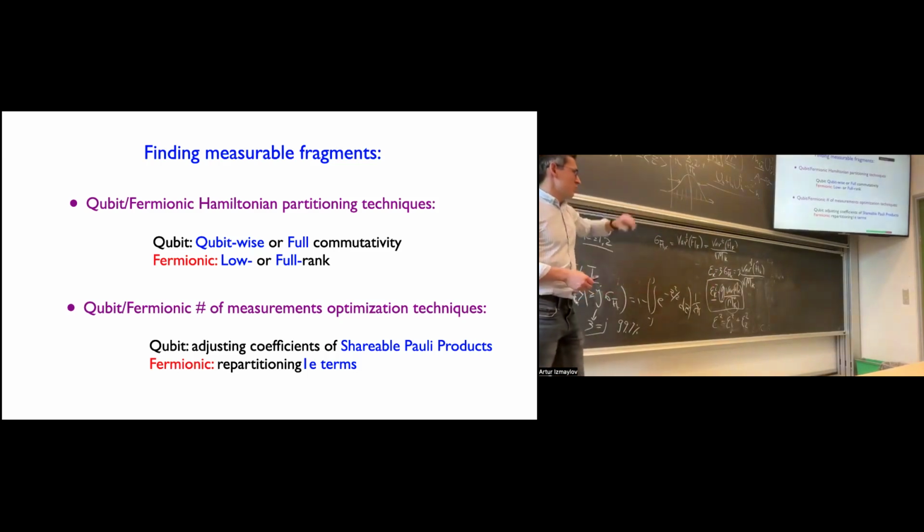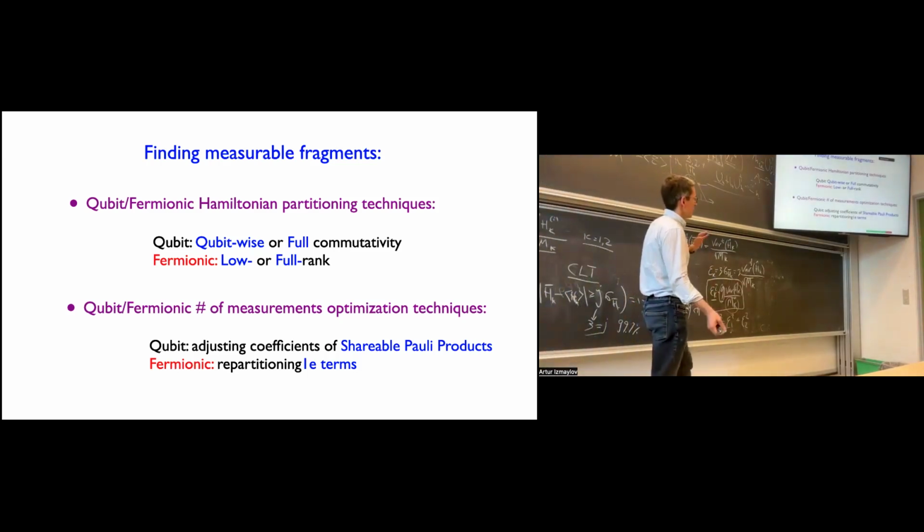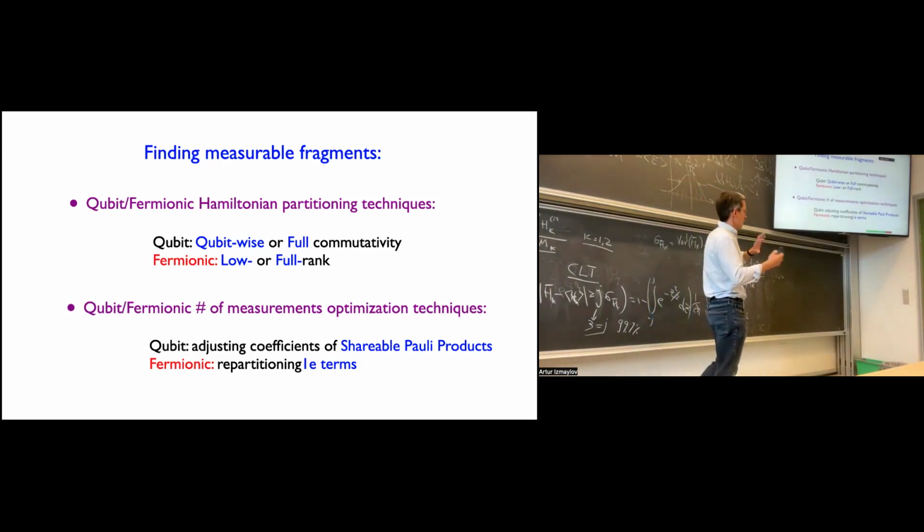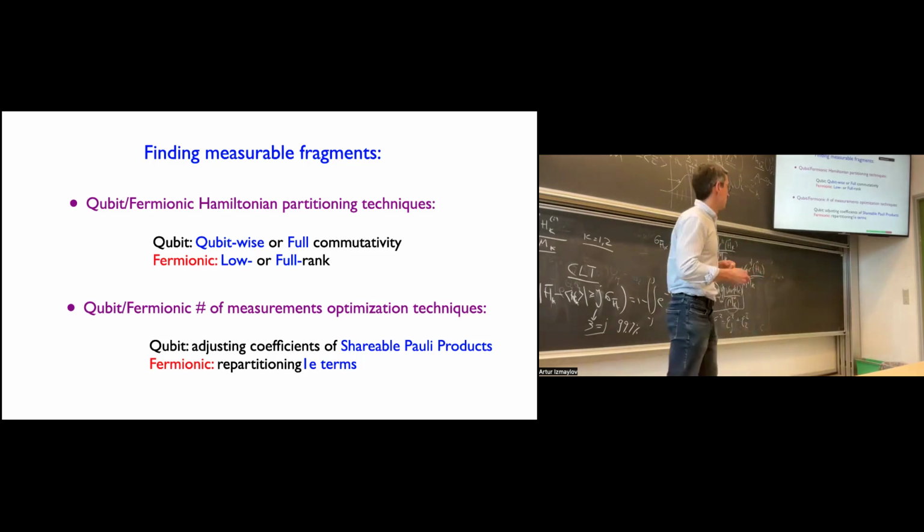Now just to summarize, we have these qubit and fermionic techniques in general. The qubit techniques could be used with qubit-wise full commutativity. And in the fermionic case, you could either do this low rank decomposition, which is simpler, but has more fragments, or full rank, which is nonlinear optimization. And then you could optimize the variances if you want further. And generally that helps, either using these shareable Pauli products or, in the fermionic case, repartitioning the 1 electron terms.